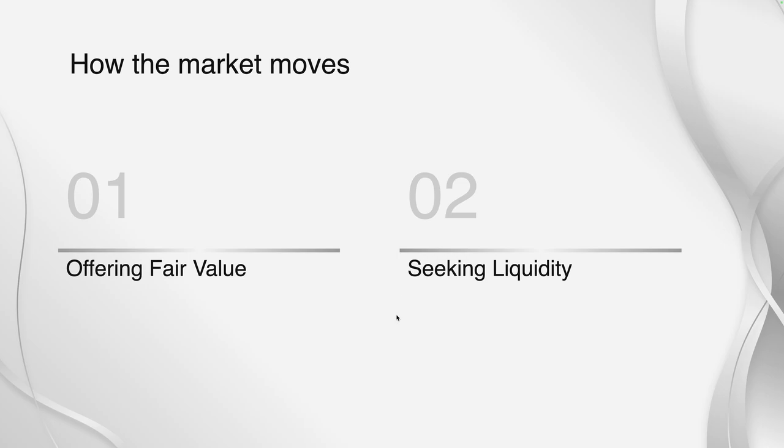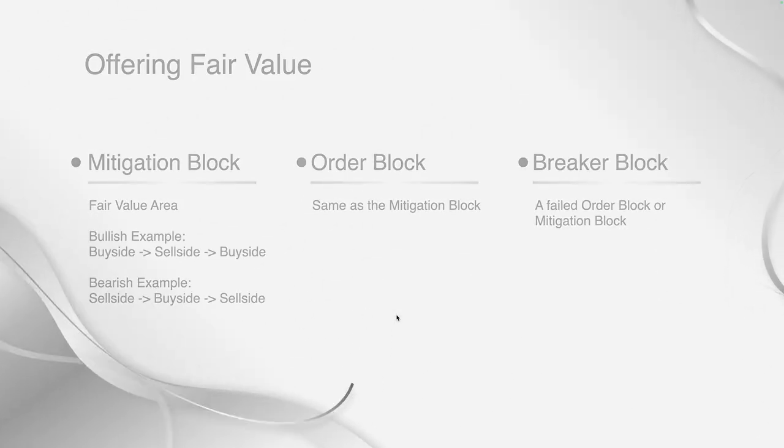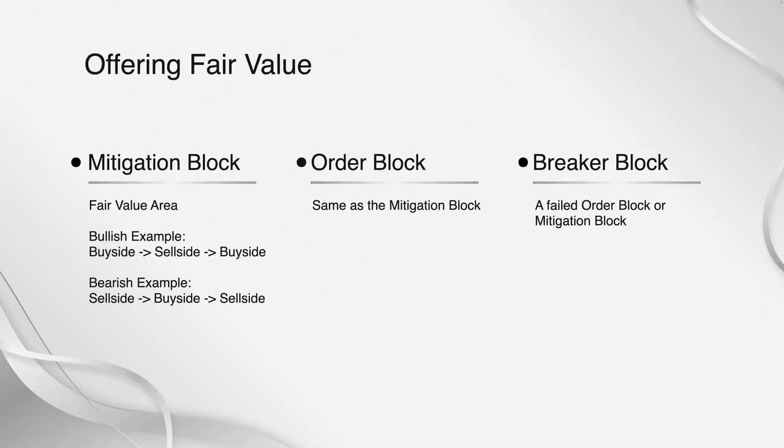Well, we need to understand what offering fair value is. It's already in the name: fair value areas. So the fair value areas are where we offer fair value. What does that mean? Well, what are those fair value areas again? We have a mitigation block, an order block, and a breaker block. Those are the fair value areas that we use.